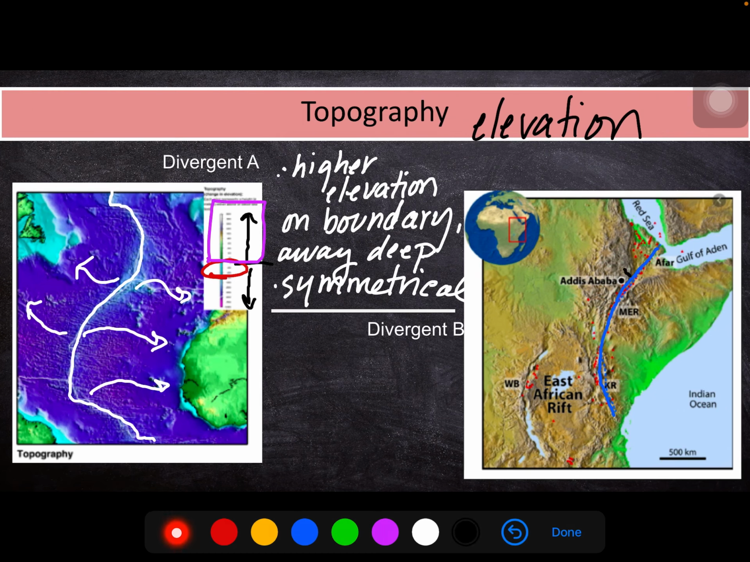So I was hoping that you would notice it looks kind of wrinkly or rocky here. Those, of course, are our mountain ranges, and those are happening on either side of the boundary line. So on and around the boundary, we have the highest elevations.